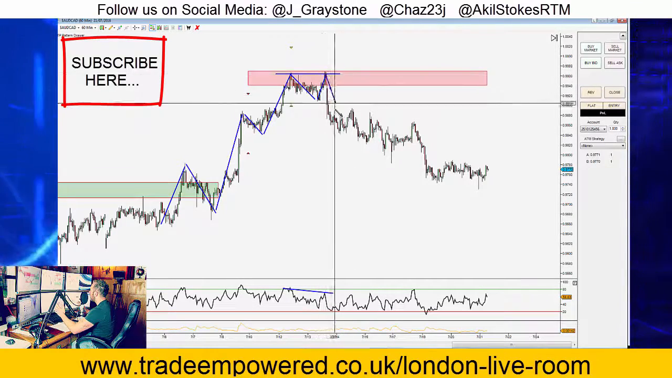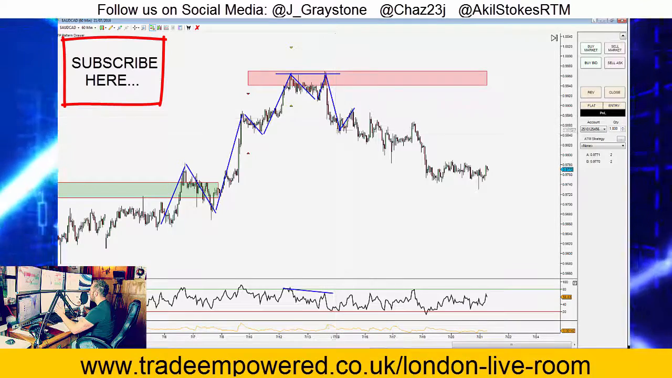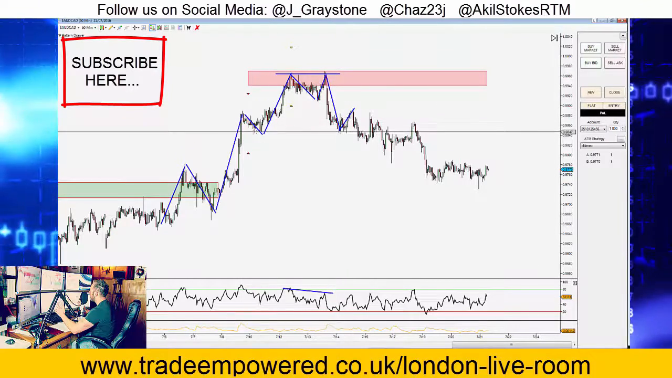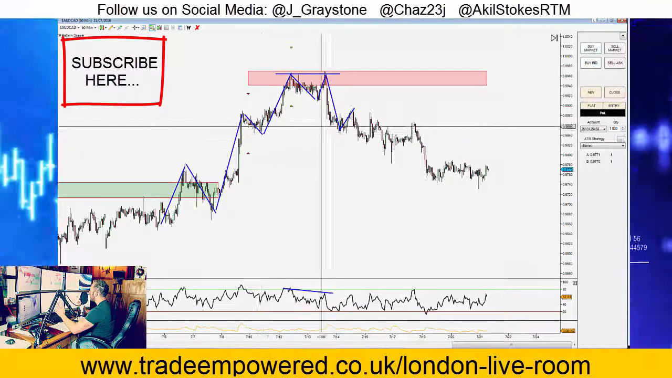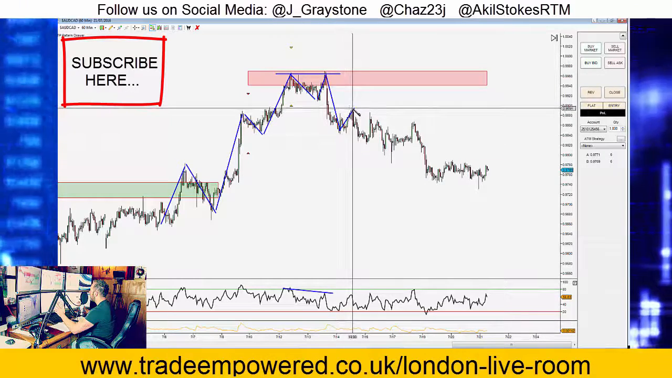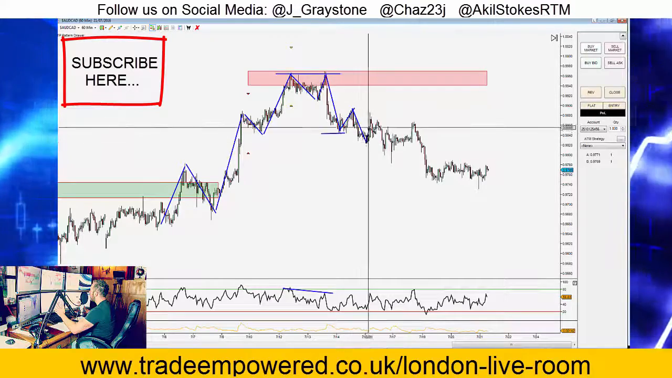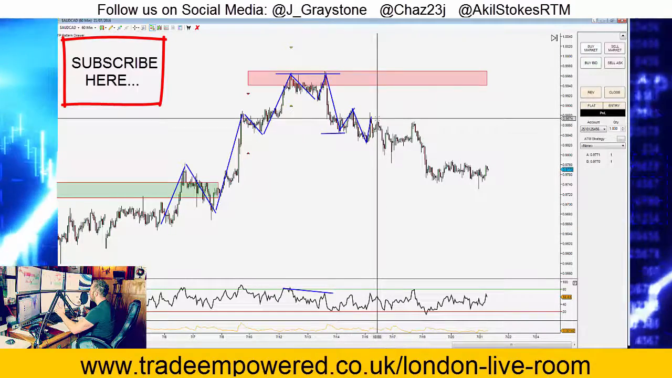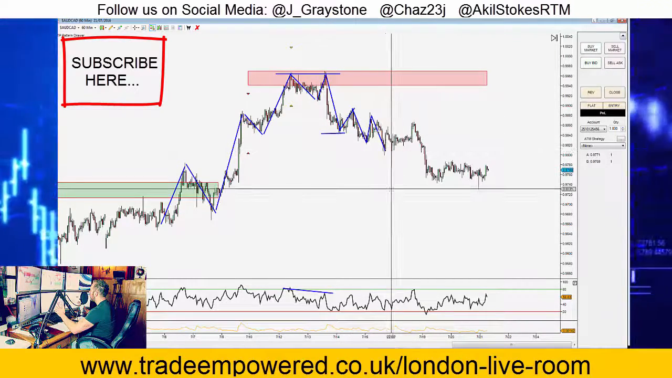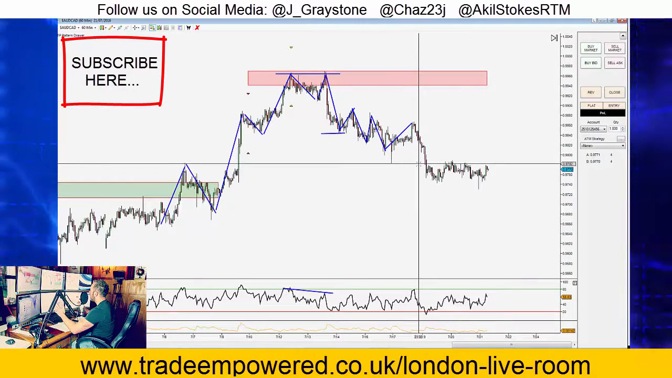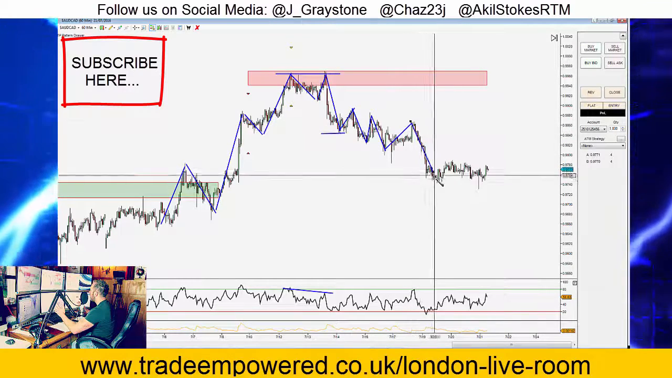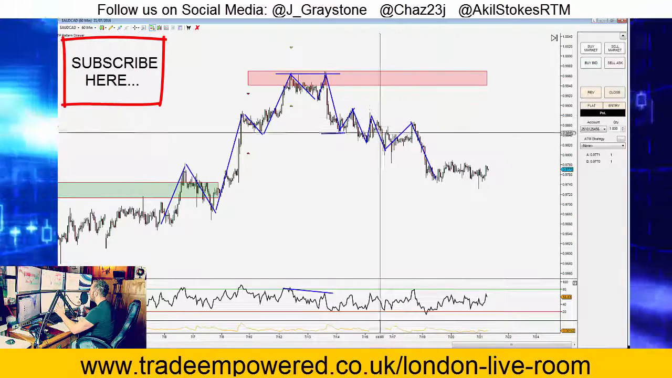And as you can see, we came down, we retested this previous structure low, then we came up and put in a lower high, followed by a break and close below structure. Then we put in a lower high, new structure low, lower high, new structure low. So we had a trend reversal.